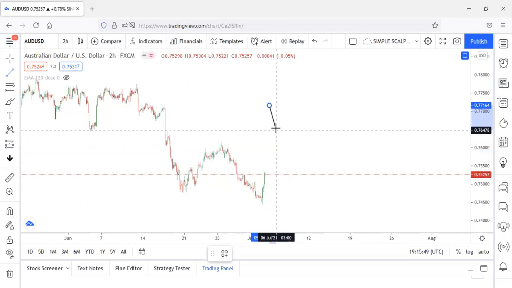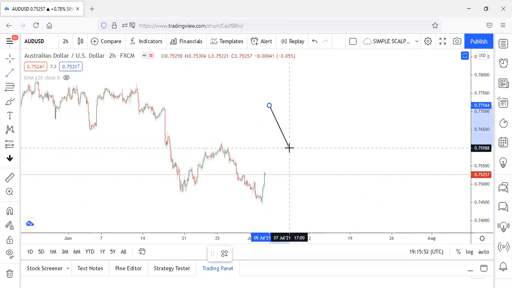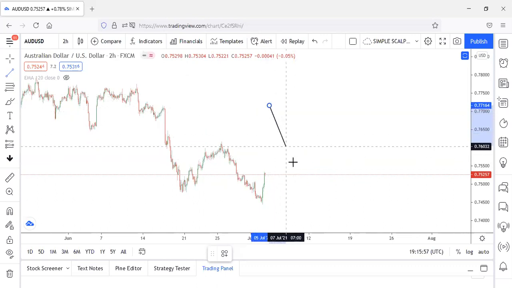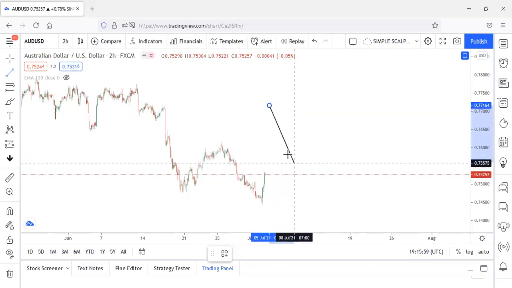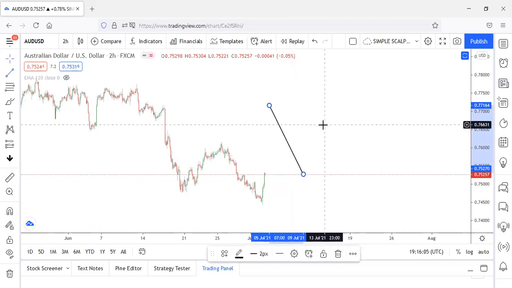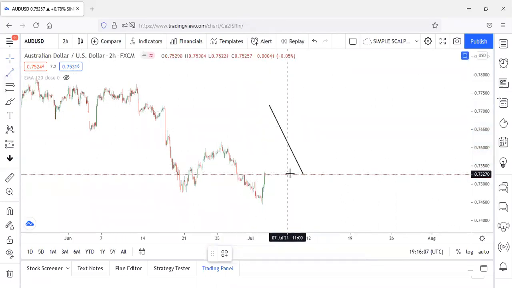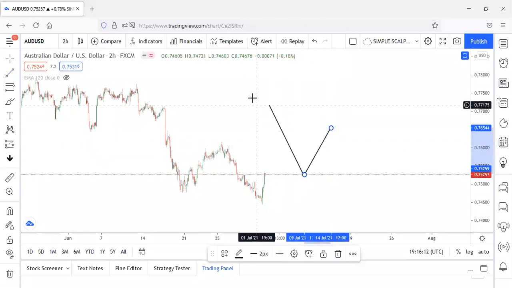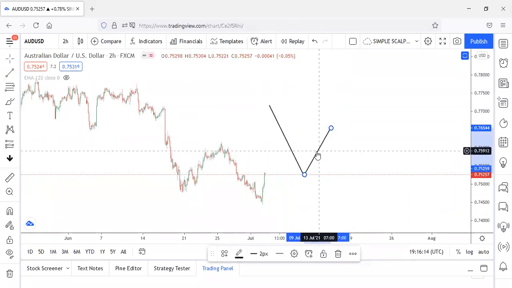The first thing you want to look at, guys, is a movement in one direction. Let's talk about a downtrend right now. You want to see a drop. When you see a drop, the next thing you want to see is a retracement. With this movement alone, we cannot say this is a downtrend. We cannot confirm this as a downtrend until we see a break of structure.